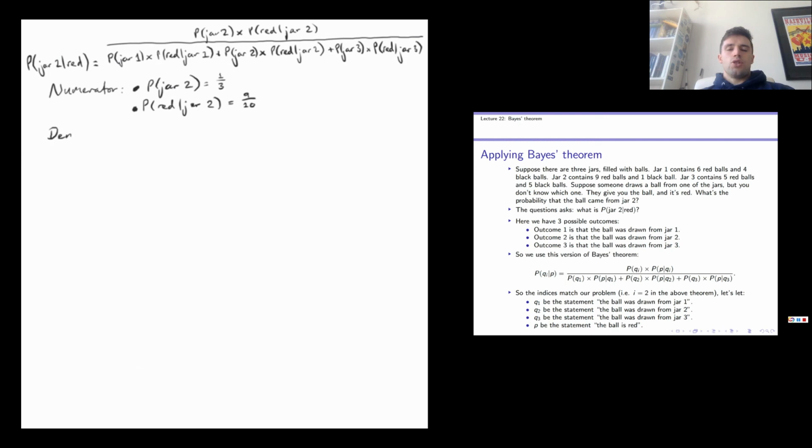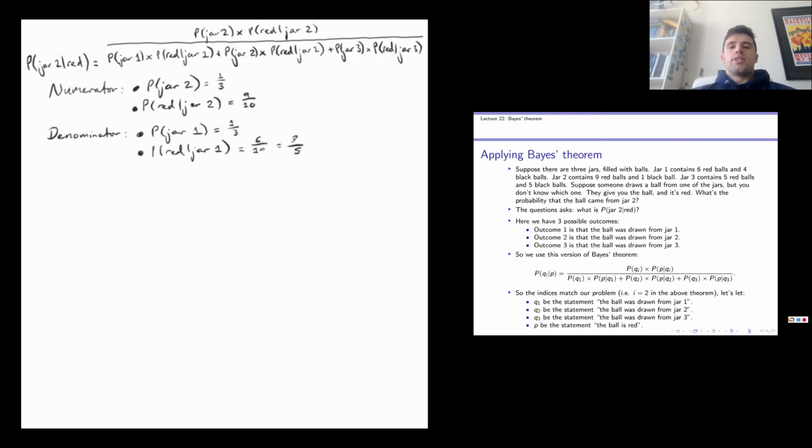So now we've got everything in the numerator, so let's look at the denominator instead. The first thing we need is the probability that it came from jar 1 times the probability that it's red given that it came from jar 1. Well, the probability that it came from jar 1 is 1/3, because we said there are 3 jars and they've all got the same amount of balls in them. And to calculate the probability that it's red, given that it came from jar 1, we focus our attention on jar 1. The question tells us that jar 1 contains 6 red balls and 4 black balls, so the probability that the ball is red, given that it came from jar 1, is 6/10, or 3/5.